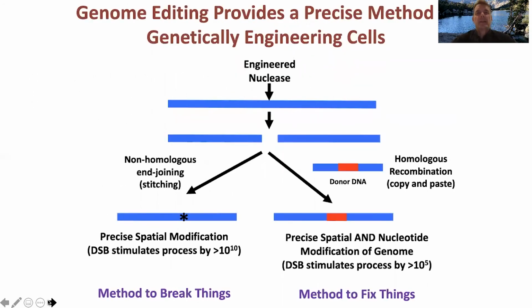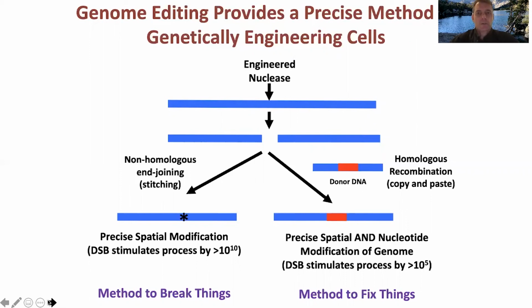So genome editing, as probably all of you know, now provides a precise method of genetically engineering cells. The power of genome editing was really unleashed with the discovery and then development of the CRISPR-Cas9 system, which was recognized this year with the Nobel Prize in Chemistry to Emmanuel Charpentier and Jennifer Doudna.